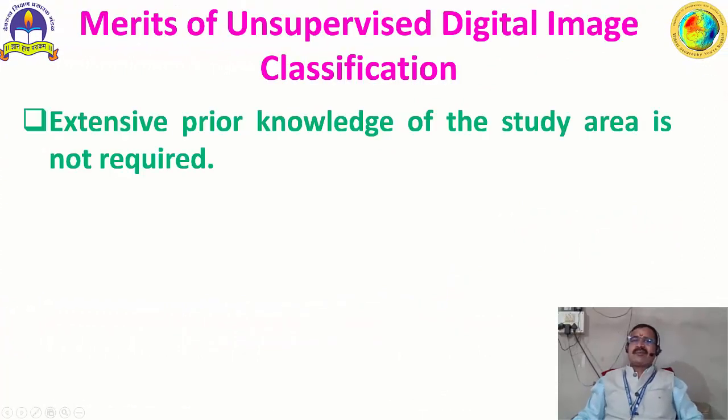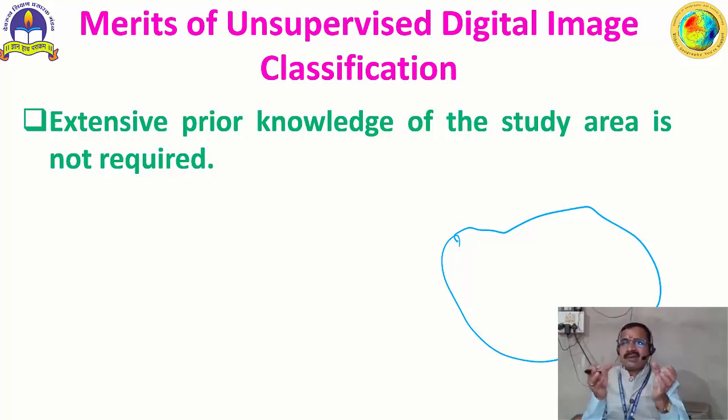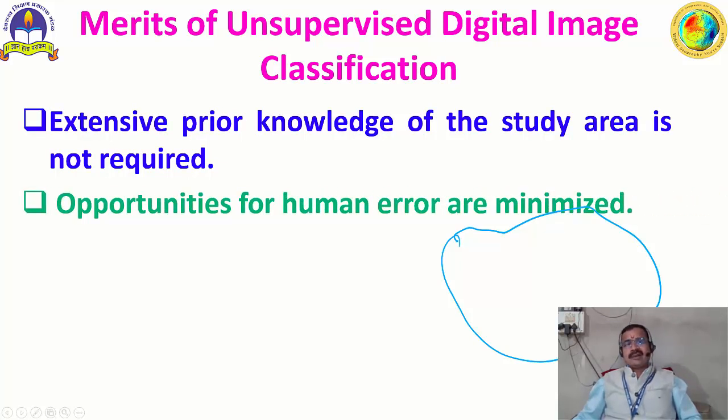What are the merits of unsupervised digital image classification? First one is that extensive prior knowledge of the study area is not required. Suppose I have selected a satellite image for a region and I am unaware of the characteristics of the region, the situation of physiography, or the distribution of various parameters. Even so, I can perform the image classification, that is unsupervised image classification. Second one is that opportunities for human error are minimized.